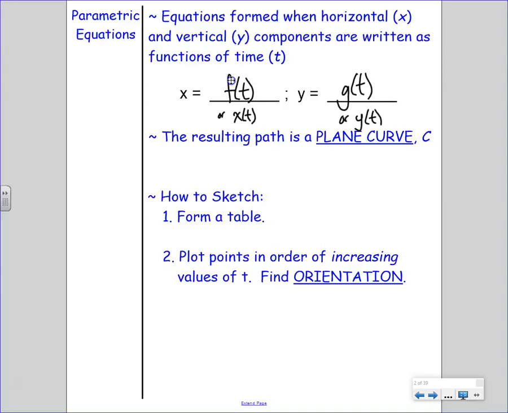The path of a parametric set of equations, because now parametric equations come in pairs. You need the x and the y, or else you can't graph it on an xy plane. So parametric equations come in pairs. And the resulting path, here's a snazzy term for it, the path is called the plane curve. So if you're trying to sketch a parametric equation, remember there are pairs.